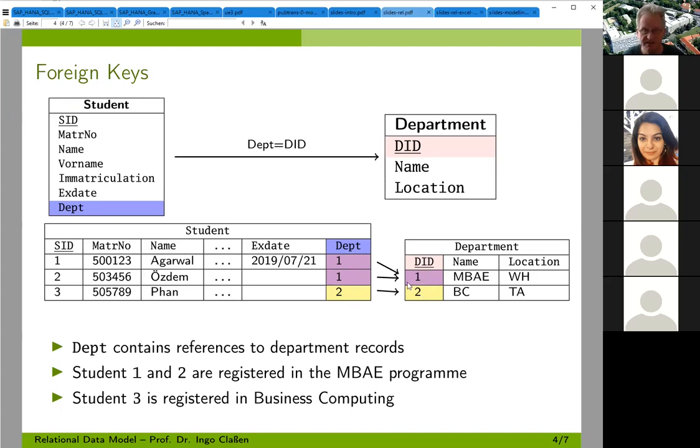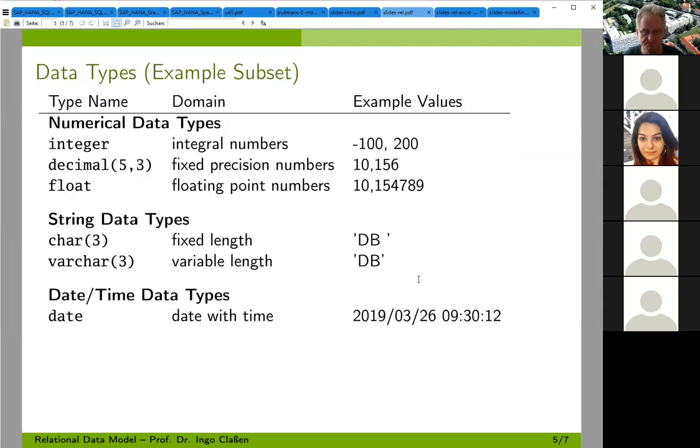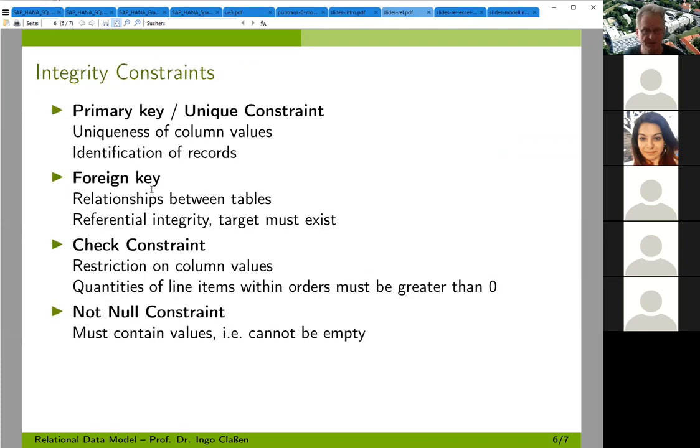And the second thing that I haven't forgotten to mention is that the data type must be the same. So even though the department table is called MBEE, we don't have the string MBEE here in the foreign key, but the number that is the primary key of that. That is something important you have to remember. Foreign keys are not the descriptive values, but are the primary keys, and usually primary keys are numbers.